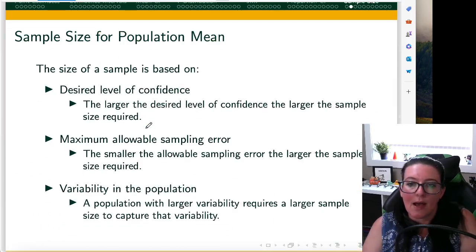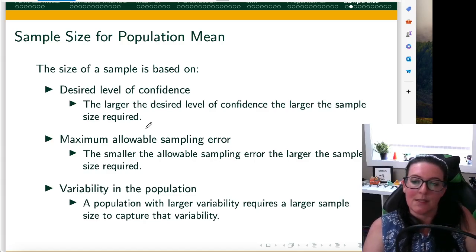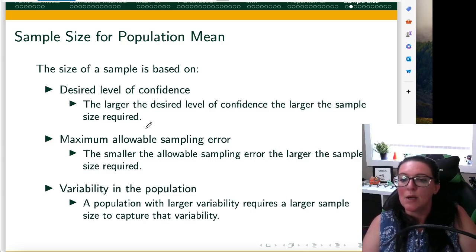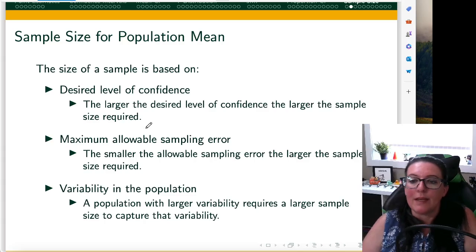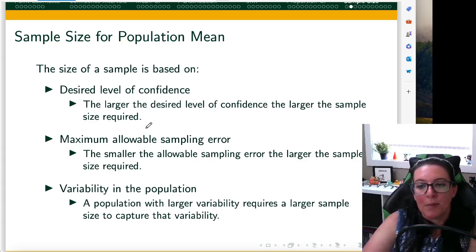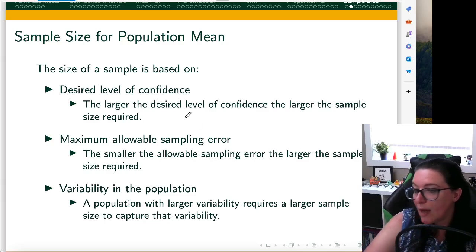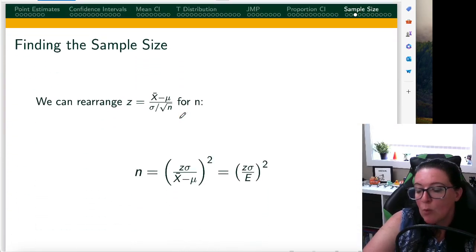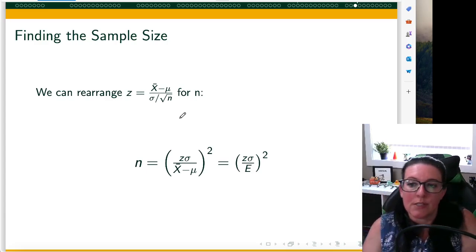So the sample size is going to be based on the level of confidence, right? How confident do we want to be in our results? So this is tied directly to these confidence intervals we've been talking about. It's also going to be based on the maximum allowable sampling error. So how far away are you willing to let your sample statistics be from your population parameter? And it's going to be based on the variability in the population. The more variability in the population, the larger the sample size we're going to need to make sure we represent those differences. Well, where did those sample size calculations come from?